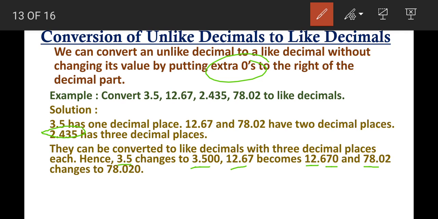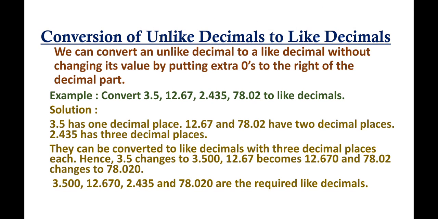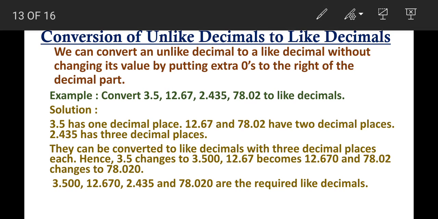78.02 changes to 78.020, and it's already in 3 decimal places, so no need to change that one. Now you can say that 3.500, 12.670, 2.435 and 78.020, all these are like fractions.